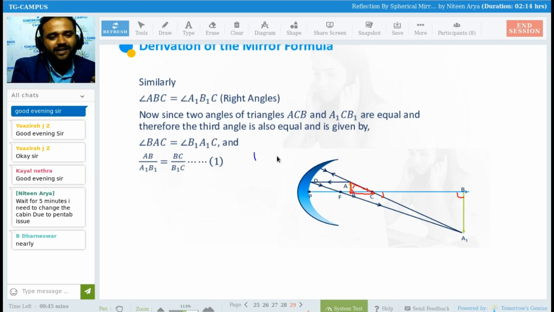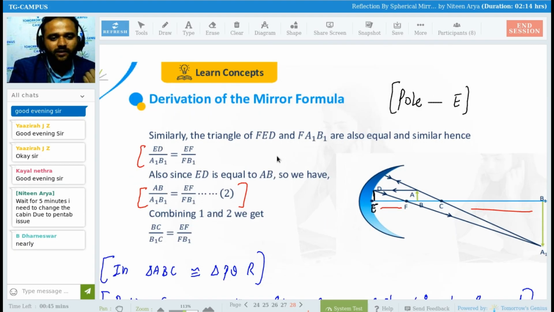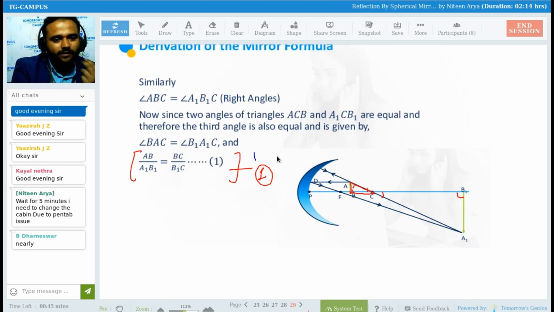Then if the two angles are equal, the ratio of the corresponding sides is going to be equal. AB upon A1B1 equals BC upon B1C1. This is your equation 1, and equation 2 is on this page. So combining equation 1 and equation 2, because in both equations AB and A1B1 are equal.